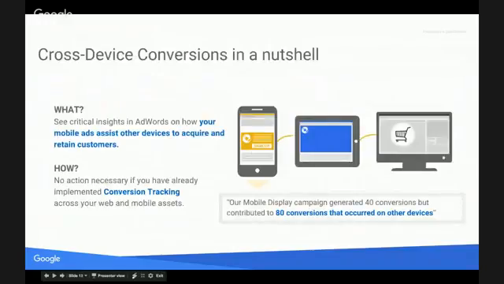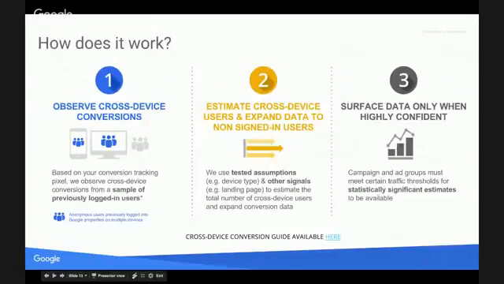So what is cross-device tracking in a nutshell? In a nutshell, cross-device tracking shows you how mobile assists your overall performance by tracking those conversions that initiate from a mobile click, and end on a different device organically. And how does it work?